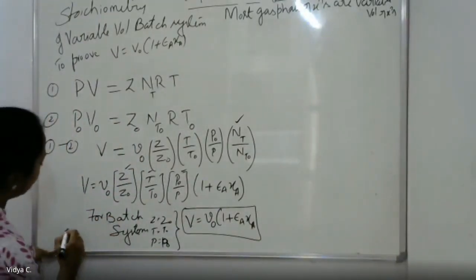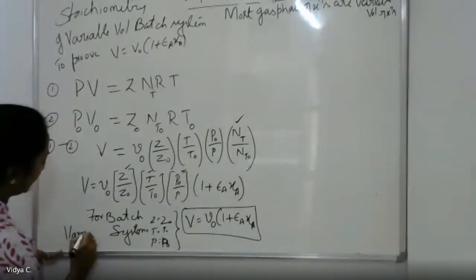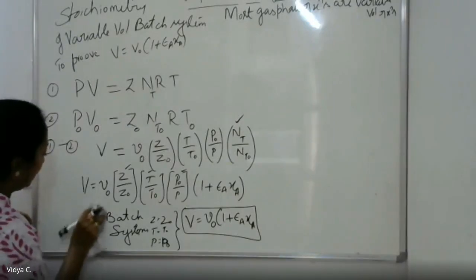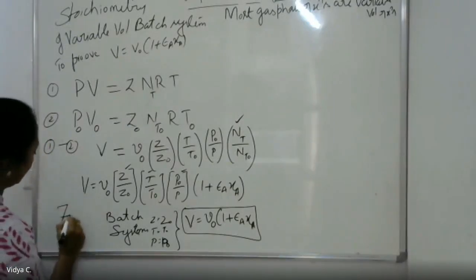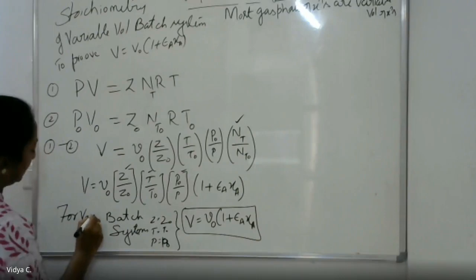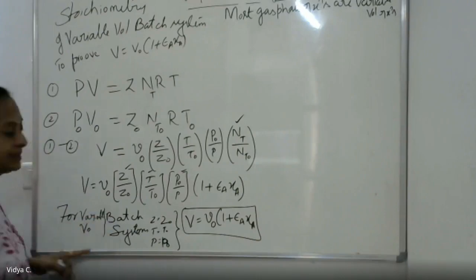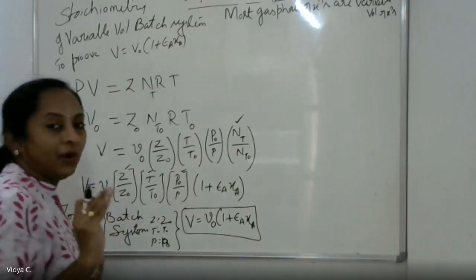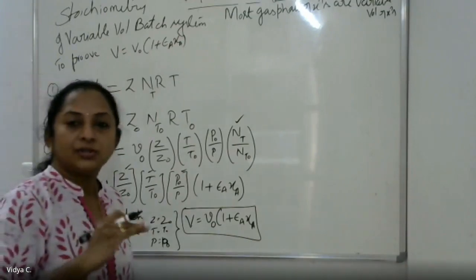This is for batch system, variable volume batch system. Okay. Next, for a variable volume flow system.